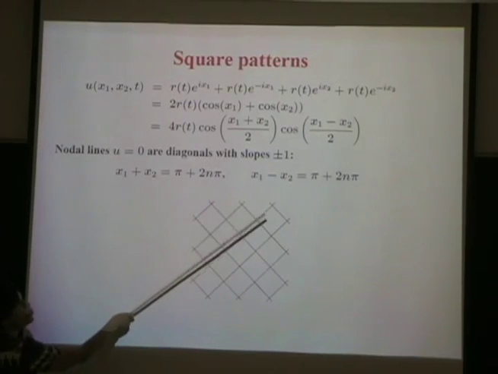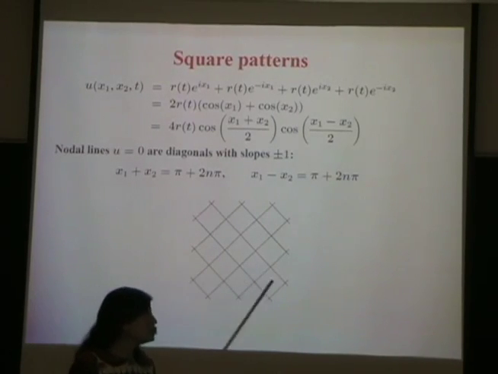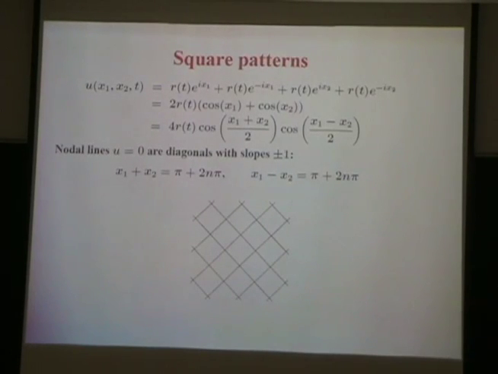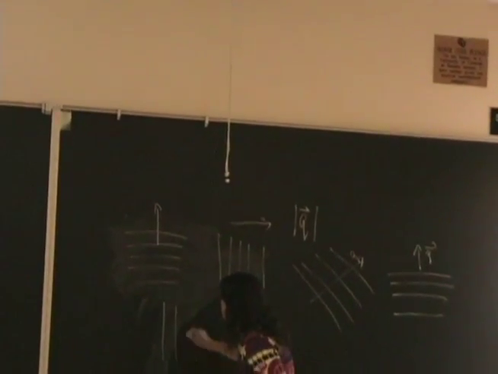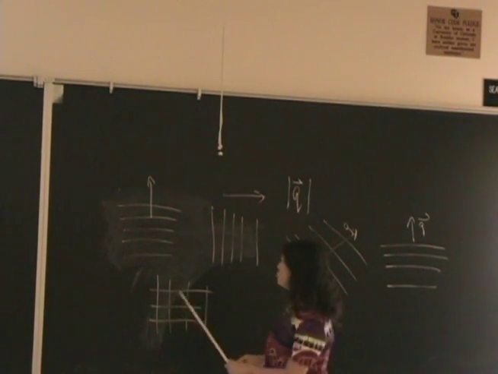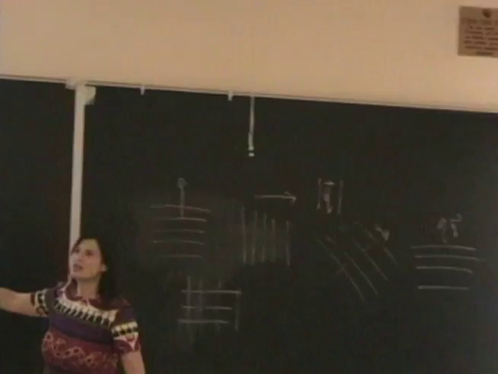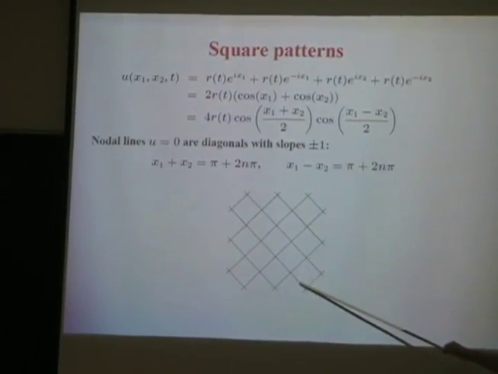And so, in fact, the nodal lines, the square pattern looks like that, which is a little bit unintuitive. You expect that if you add this and this, you're going to get something that looks like this. But no, you don't get something that looks like this. You get something that's at right angles to it. Not the right angles, 45 degrees to it.